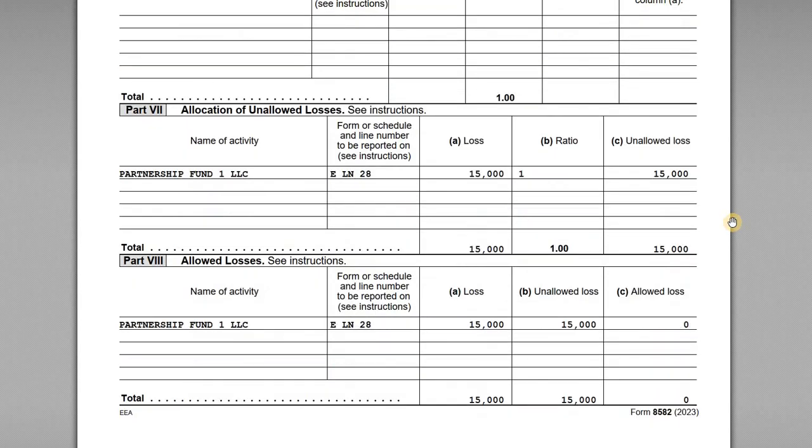And then the same song and dance applies here, right? We have no other passive activity income to offset. This is not a disposition. So of our $15,000 loss, the amount of unallowed remains at 15 and the amount of allowed remains at 0.